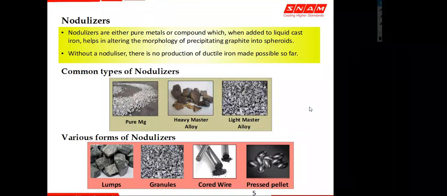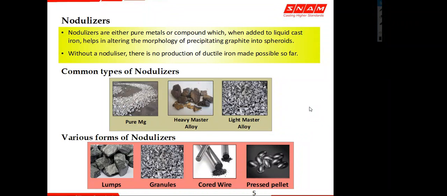And the fourth one is the pressed pellet. Here again, you use fine powders, or a finer size of any of the above nodalizers, and you make it in the proper shape and press it in the form of a pellet. It's either sintered or unsintered, but compressed with the powders to give the functionality.